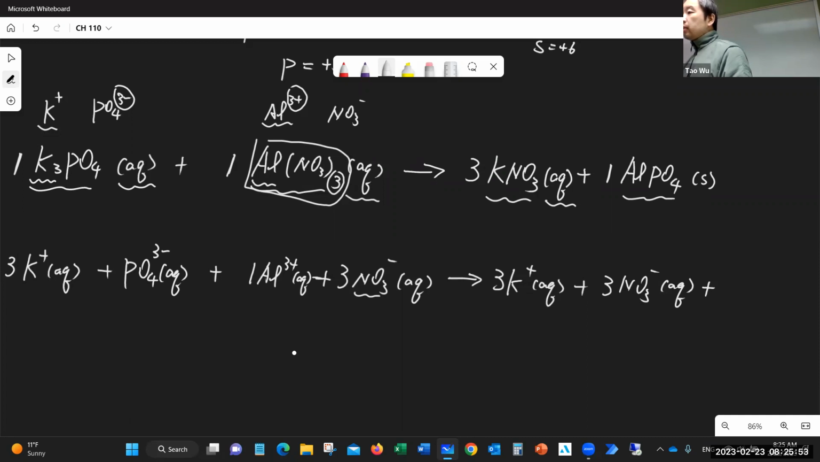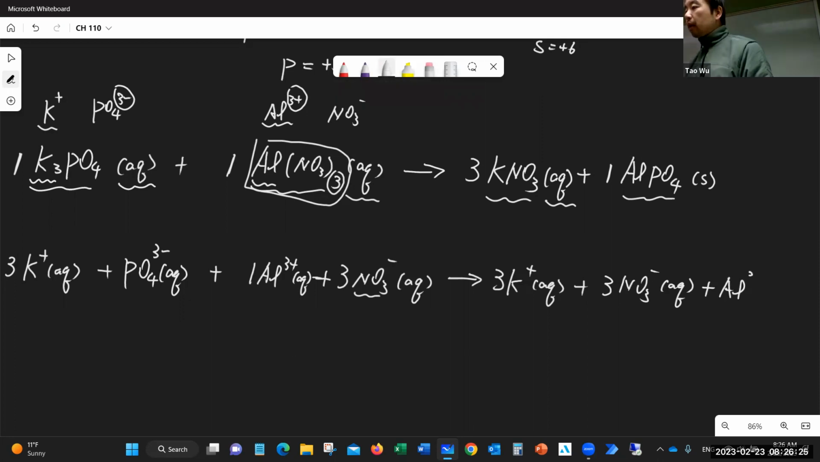This guy is a solid, which is not going to dissolve in water, so we will write this as it is. Okay, I'm not sure how many times I already mentioned that, but I need to repeat it until you remember it. So this is the purpose. And you can think about, if you rewrite this as ions, then what happens?